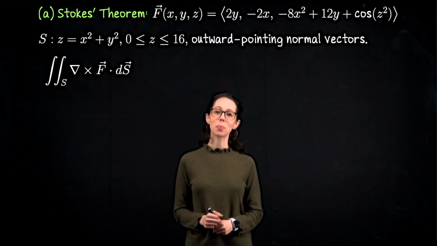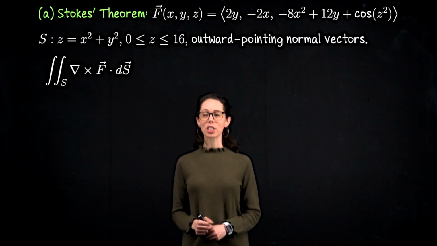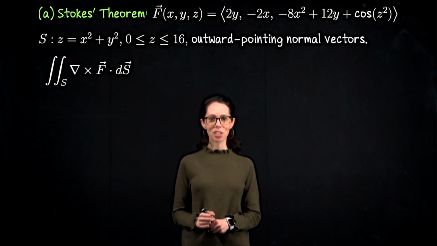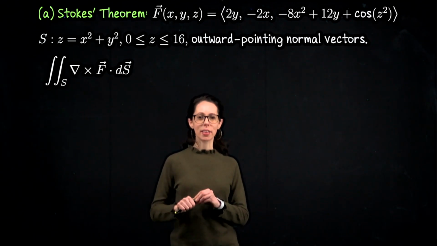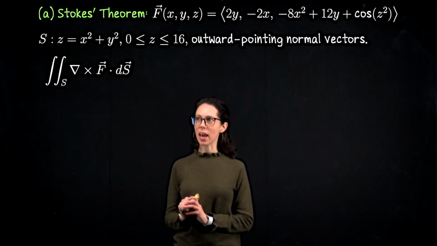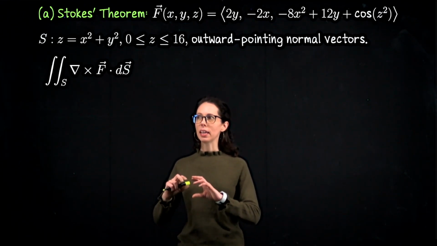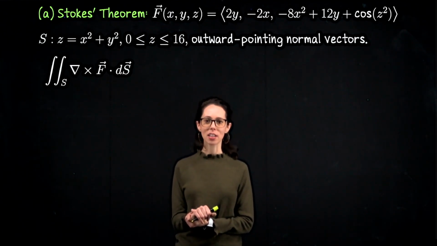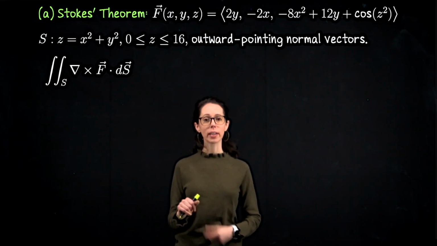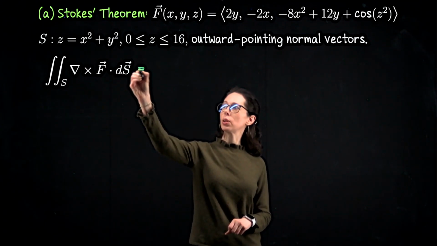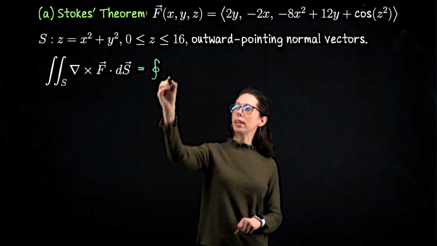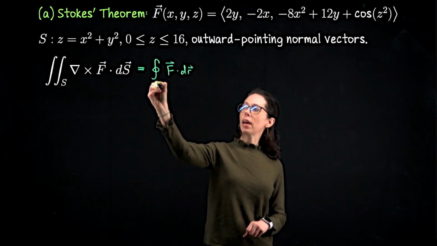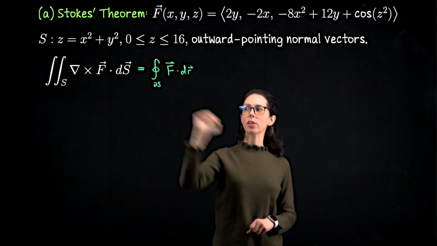Our first approach is going to be to use Stokes' theorem, which tells us that this surface integral, this flux integral, can be computed using a circulation integral. So let me write that down, and then we'll dig into the details looking at the surface S. We would like to integrate the flux of the curl of a vector field across this surface S. According to Stokes' theorem, that's going to be equal to the circulation of F around the boundary of S. So this symbol here means boundary, so boundary of S.